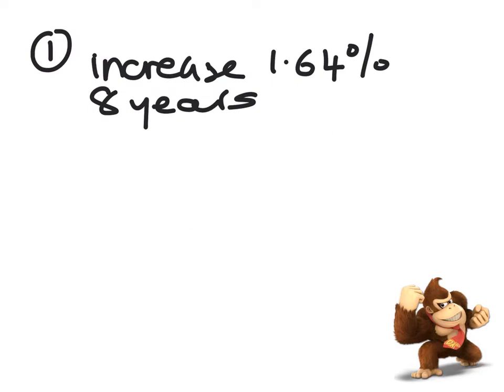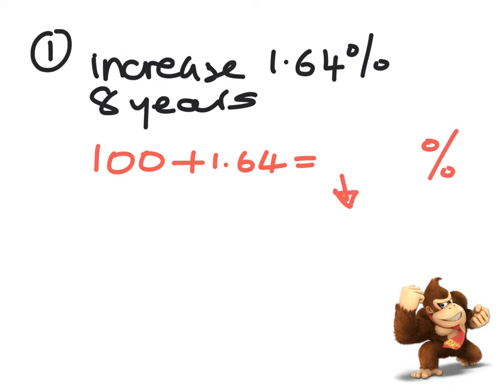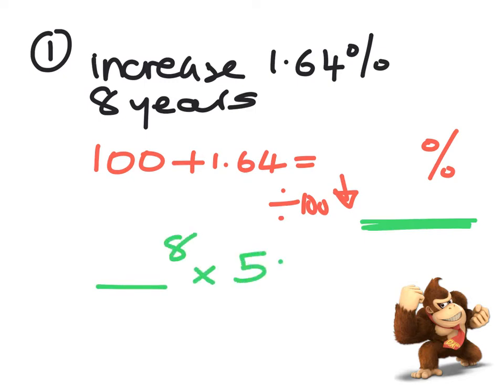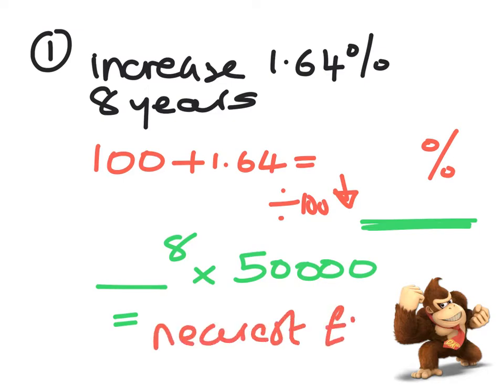First question, a valuable golf club increases by 1.64% for 8 years. Because it's an increase, we need to add the percentage to 100. So get that as the new percentage, turn it into the multiplier. You know how to do that, you divide by 100. And then it's whatever answer you got here to the power 8 times the starting price, which is 50,000, get your answer. Remember, this one is to be to the nearest £100, so just check your rounding.